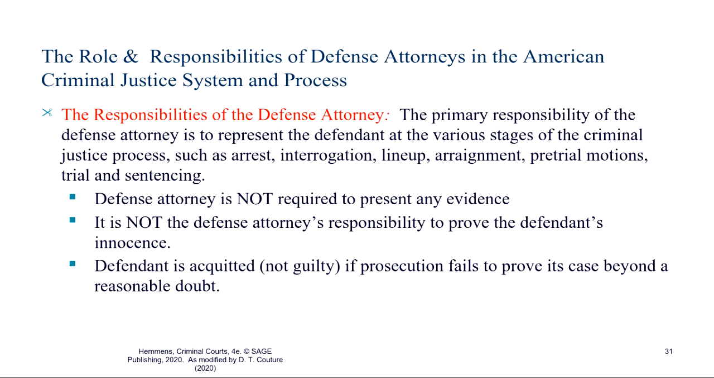A quick refresher: the defense attorney's job is not to find the truth, unless the truth is that the defendant did not commit the crime. The defendant, through counsel, is not required to present any evidence. It's not the defense attorney's responsibility to prove the defendant's innocence. In fact, there is no proclamation of innocence in a criminal trial. If the prosecution fails to establish guilt beyond a reasonable doubt, the defendant is found not guilty. The defendant is never found innocent in a criminal trial.